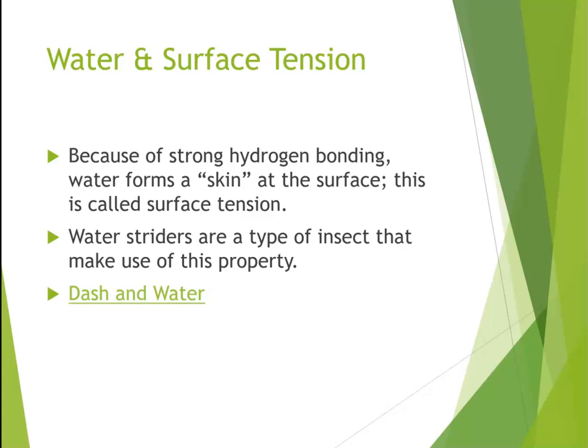Because of the strong hydrogen bonding in water, water can actually form a skin at the surface. So water really has no affinity for the gas molecules in air at all. And so at the surface of water, the water molecules all crowd together and try and hydrogen bond to each other. And so you wind up getting this skin called surface tension.